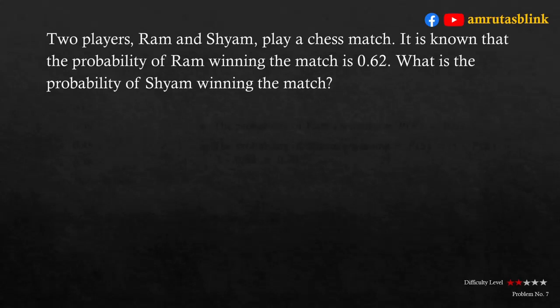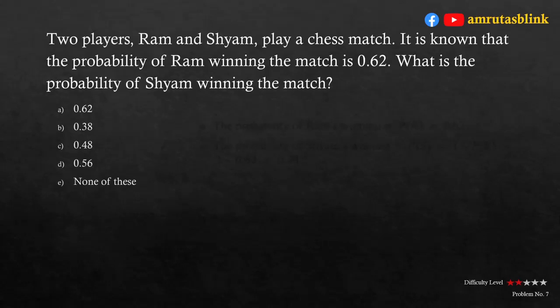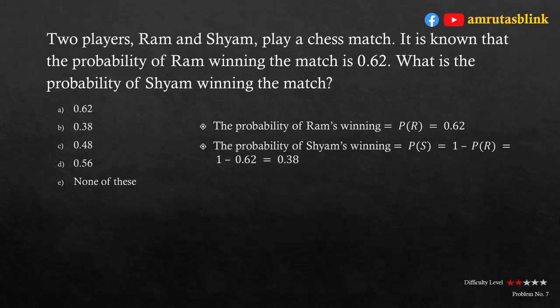Problem number 7. Two players Ram and Shyam play a chess match. It is known that the probability of Ram winning the match is 0.62. What is the probability of Shyam winning the match? 0.62, 0.38, 0.48, 0.56 and none of these. Now, two players are there who are playing a chess match. So, Ram and Shyam are playing a chess match. Now, it is given that the probability of Ram winning the match is, let's say, P of R is equal to 0.62. Now, we need to calculate the probability of Shyam winning the match.